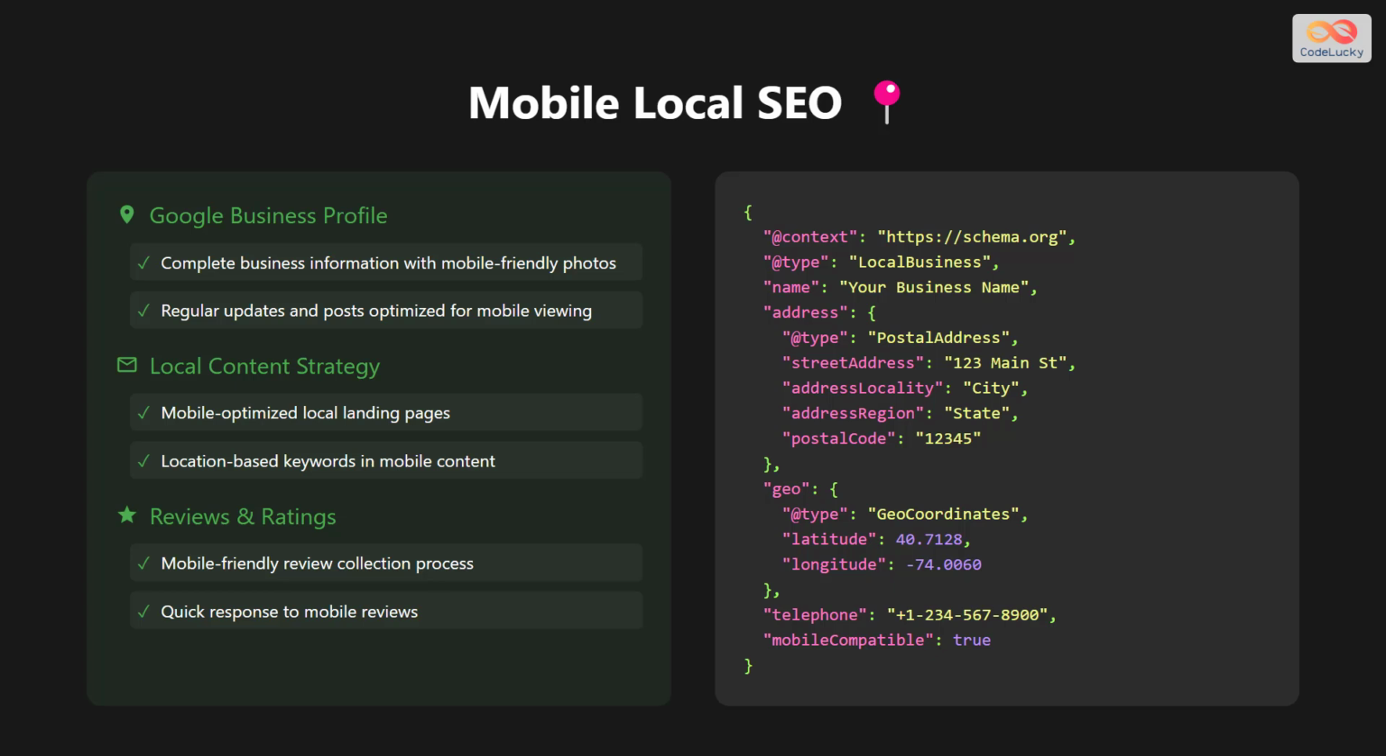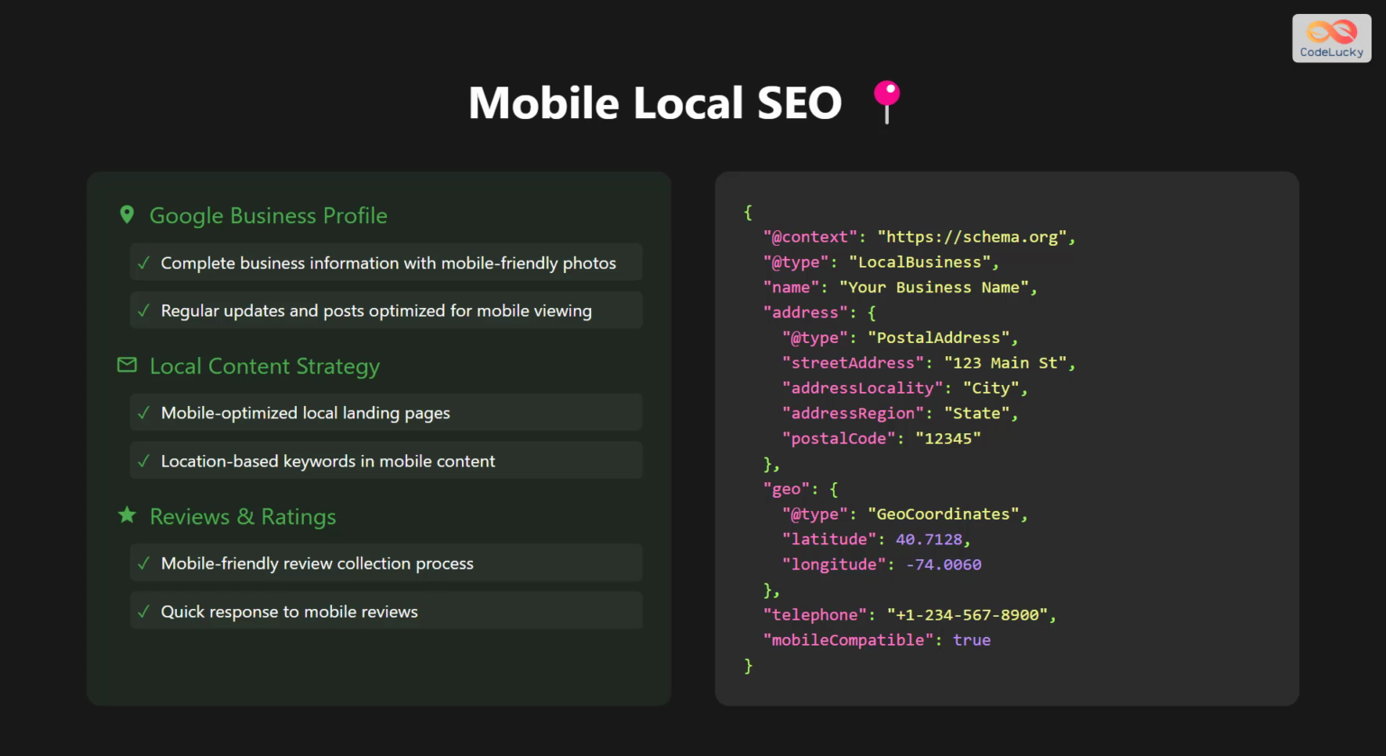When it comes to local content strategy, you must ensure that you have mobile-optimized landing pages and use location-based keywords in your content. When it comes to reviews and ratings, make sure you have mobile-friendly review collection process and quickly respond to the mobile reviews.